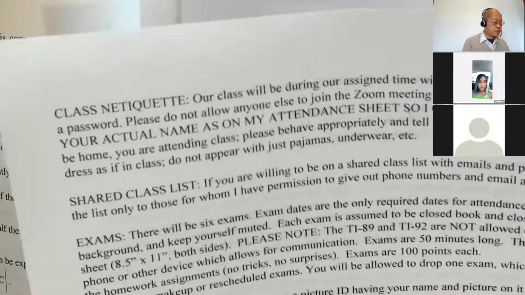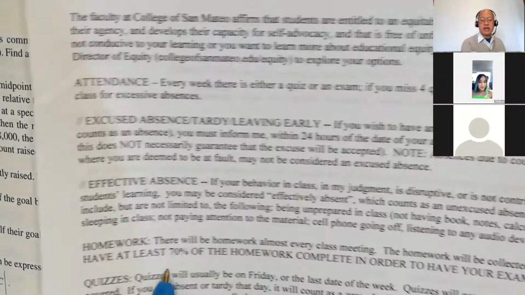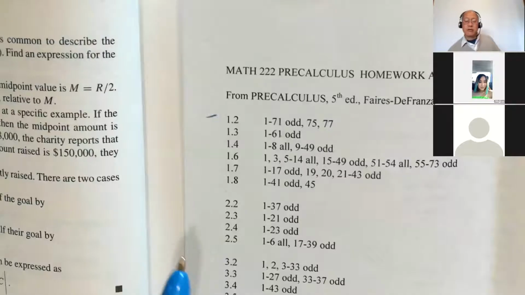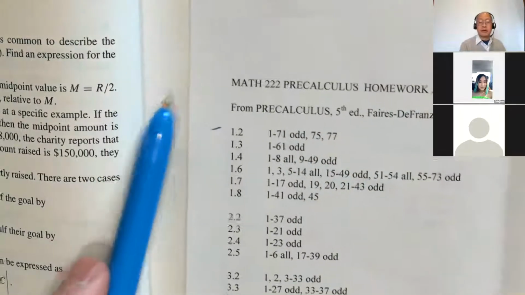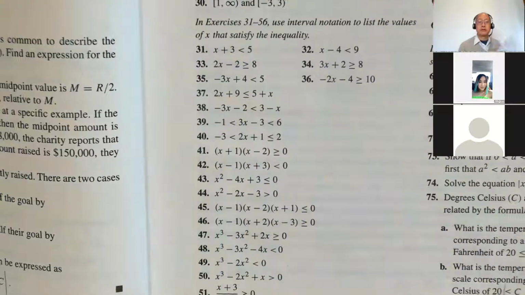I put that here somewhere. You must have at least 70% of the homework complete. In class, I do what? 25%, 30%, maybe 50%. So it's not that hard to do, in other words.